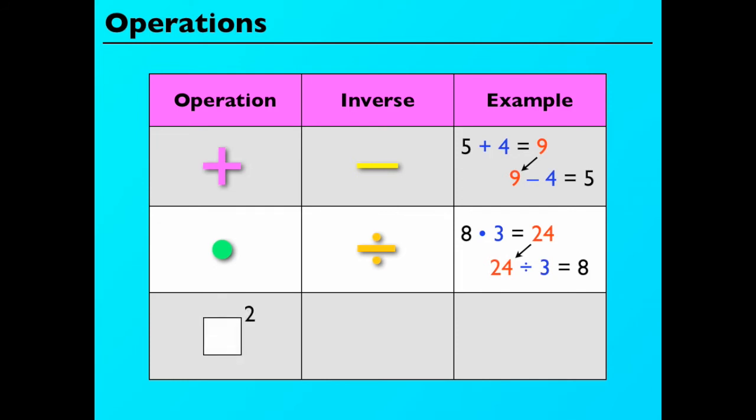Our last operation is the squared operation with the inverse square root. For example, 6 squared equals 36. The square root of 36 equals 6.